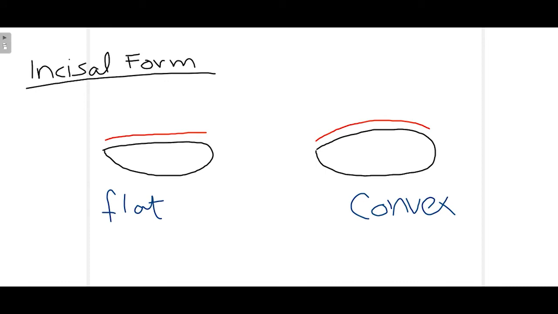Next, talking about the incisal form. Incisal form is simply when you view the tooth from above, and two appearances can be noticed. One is this convex one. You can see how the incisor surface is convex, and the second is flat. So two possibilities are present. One is flat and the other is convex.